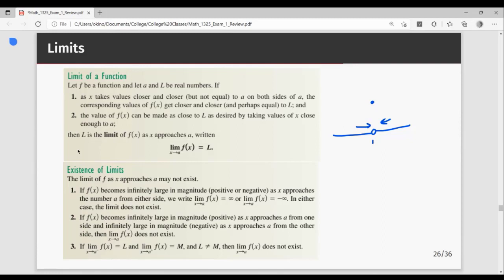So, existence of limits. Sometimes the limit may not exist. If a limit goes to positive infinity or negative infinity, then technically that doesn't exist, because infinity and negative infinity are not numbers.